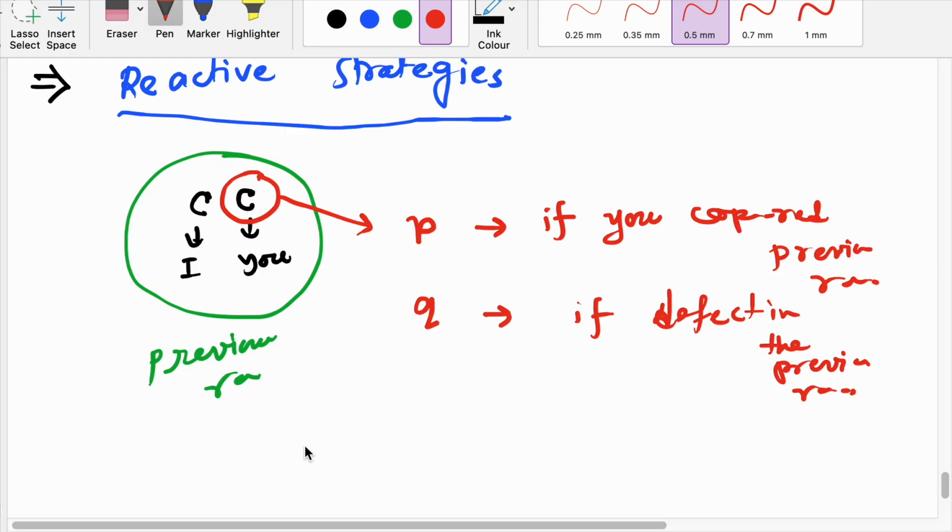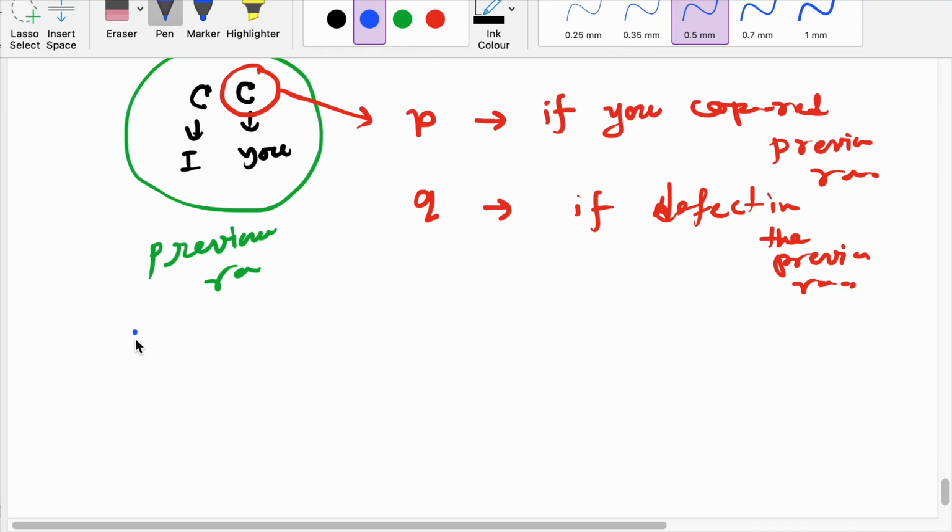Now let's talk about some stochastic strategies. With this notation you could actually find our previously known strategies. So now our strategy becomes P and Q. If my opponent cooperated in the previous round, I will cooperate with probability P, and if my opponent defected in the previous round, I will cooperate with probability Q.